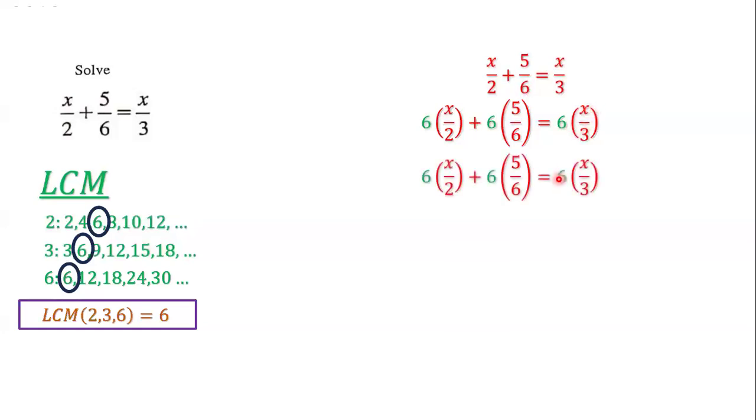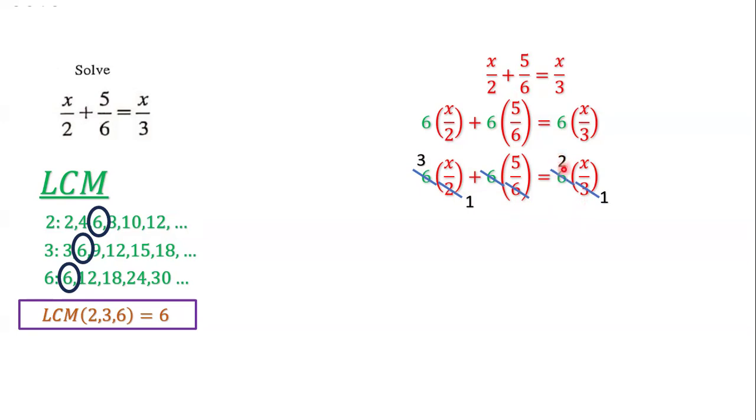And so we can simplify this. 2 goes into itself 1 time, but 2 goes into 6 3 times. So we have 3 times x. Well, this 6 and this 6 cancel each other out. And for this 3, well, 3 goes into itself once, but 3 goes into 6 twice.